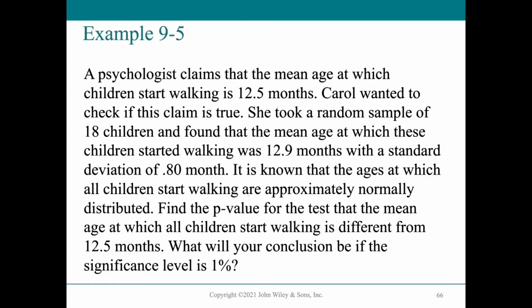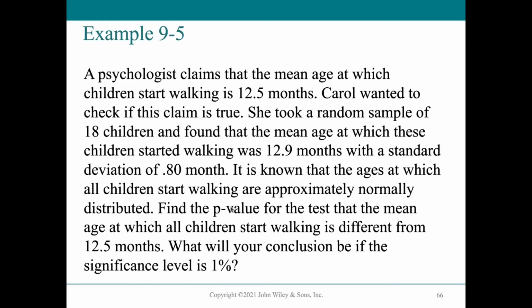So let's have this example. A psychologist claims that the mean age at which children start walking is 12.5 months. Carol wanted to check if this claim is true. She took a random sample of 18 children and found that the mean age at which these children started walking was 12.9 months, with a standard deviation of 0.80 months. This is the standard deviation for the sample. It is known that the ages at which all children start walking are approximately normally distributed. Find the p-value for the test that the mean age at which all children start walking is different from 12.5 months. What would your conclusion be if the significance level is 1%?